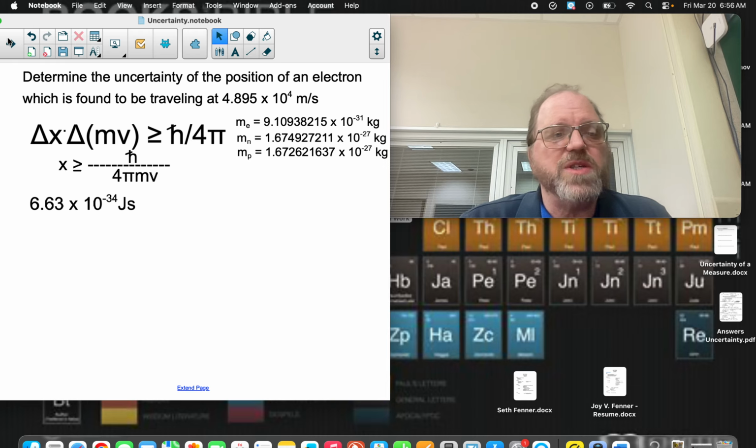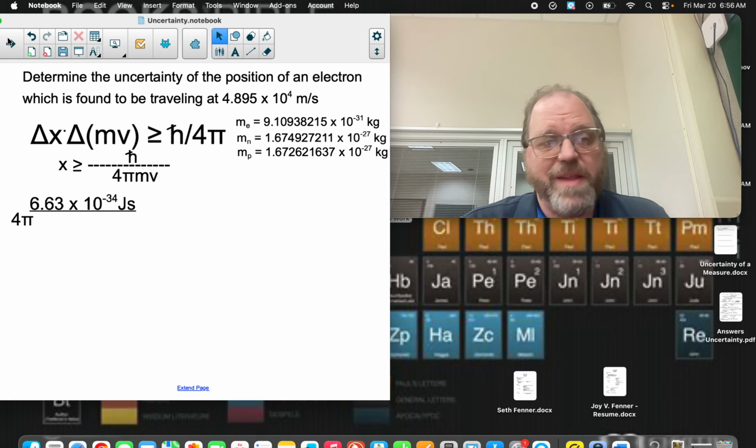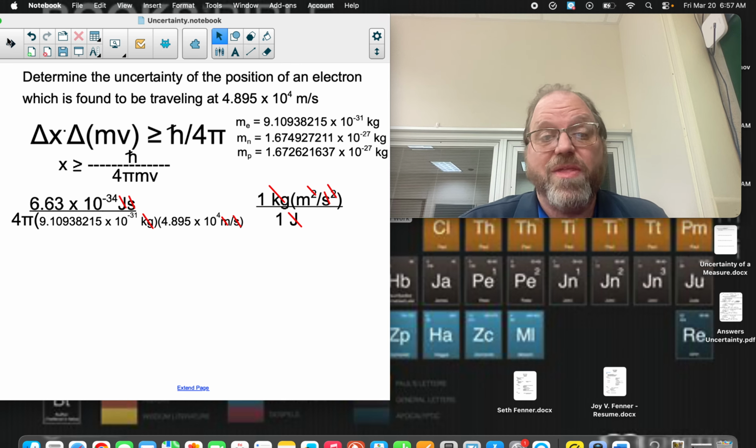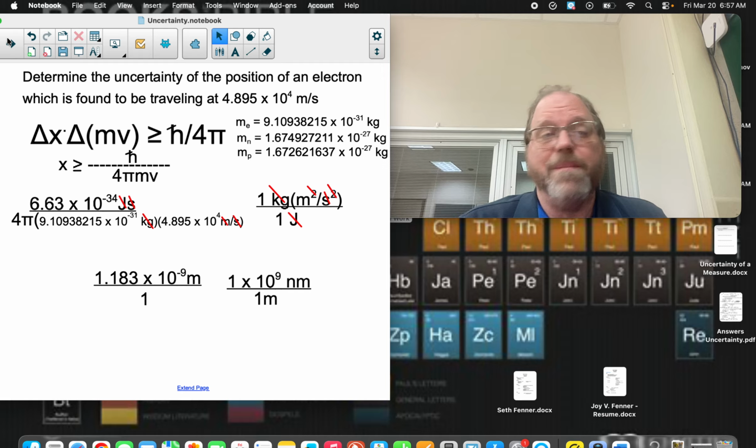All right, so there's Planck's constant, 4 pi. Just use the pi button on the calculator. The mass we plug in there from an electron, and then the velocity from the problem, 4.895 times 10 to the 4th meters per second. Now I need to get rid of joules. Remember, a joule is a kilogram meter squared per second squared. And I want the unit here in nanometers, so we're going to convert meters to nanometers. We're going to get 1.183 nanometers. All right, let's try another one.